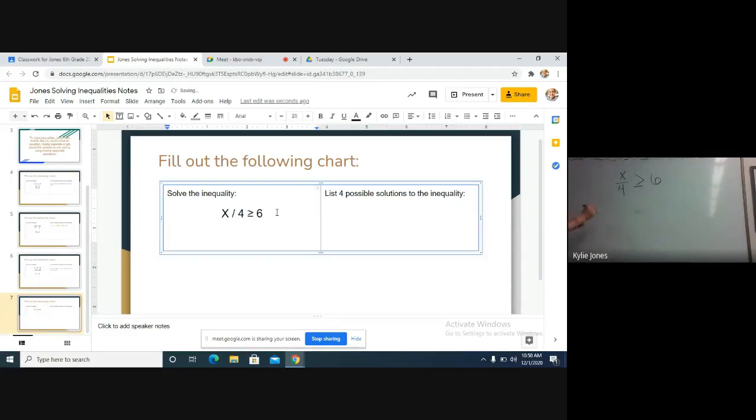Maddie, upside down T where? I can make this an upside down T right through my inequality symbol.